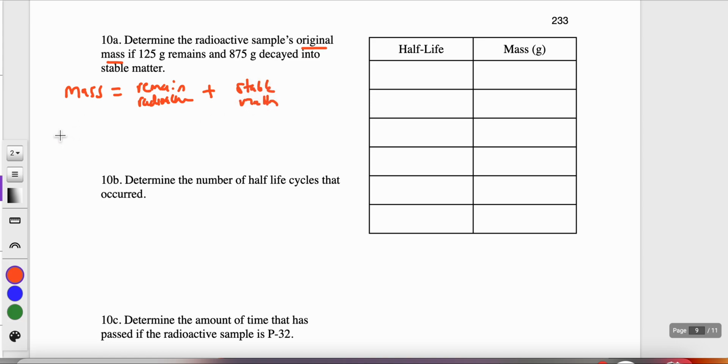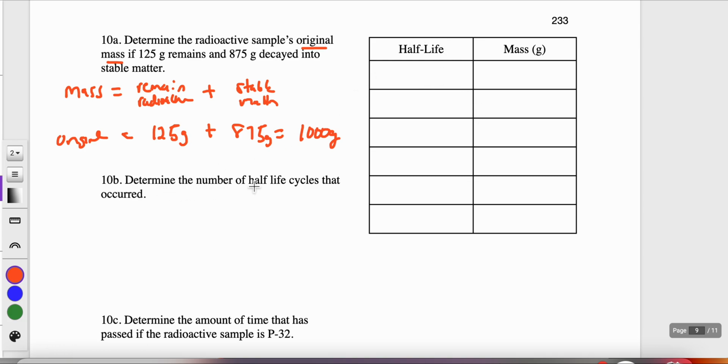So the original mass in this problem is equal to the 125 grams that is still radioactive plus the 875 that has decayed into stable matter. So that gives us a starting mass of 1,000 grams. Okay? So let's take a look.